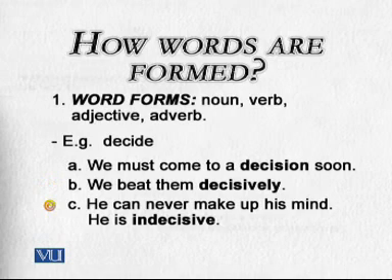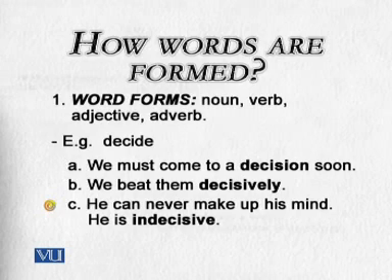Now, from one word, I created how many? 3 more. Decide as a verb, decision as a noun, decisive as an adjective, indecisive as another adjective. Of course, both these are antonyms. And you can add ly to these adjectives and design adverbs also, like decisively or indecisively. But from one, how many? 5 words we created. This is called word forms and word formation.